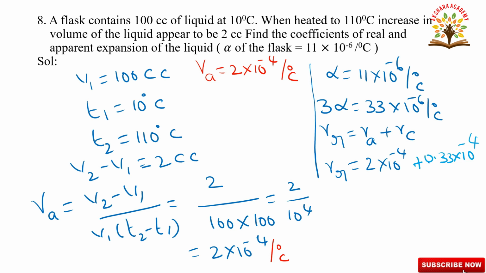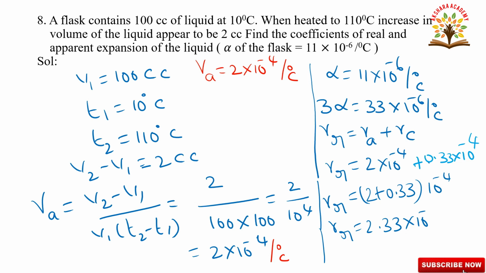Okay, next, gamma R is equal to, taking 10 to the power of minus 4 common, (2 plus 0.33) into 10 to the power of minus 4. It becomes gamma R is equal to 2.33 into 10 to the power of minus 4. This is the value of the coefficient of real expansion of the liquid. So finally gamma R is equal to 2.33 into 10 to the power of minus 4. These two are the answers.